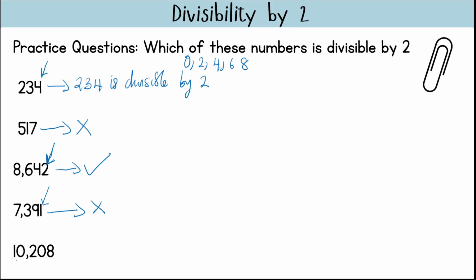And the last number we have here is 10208. It ends with 8, and 8 is one of the even numbers we have here. So we can say that 10208, that is 10,208, is divisible by 2.